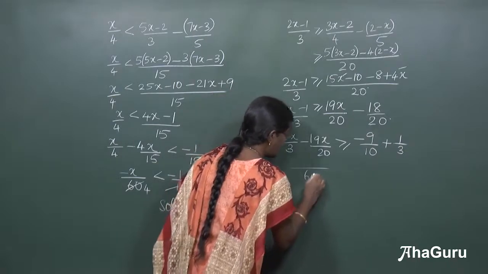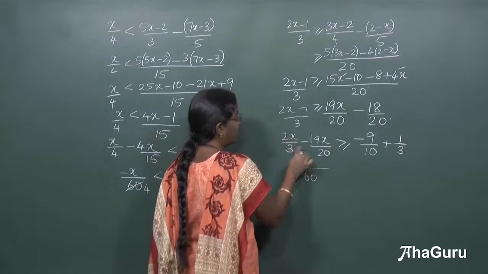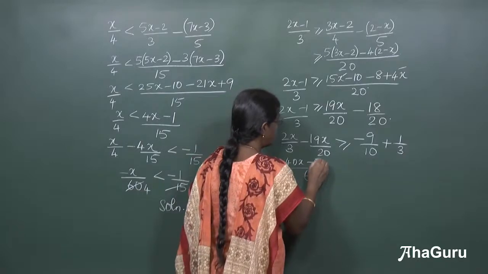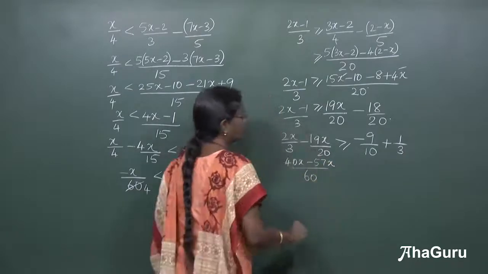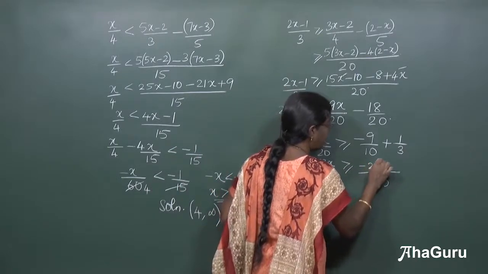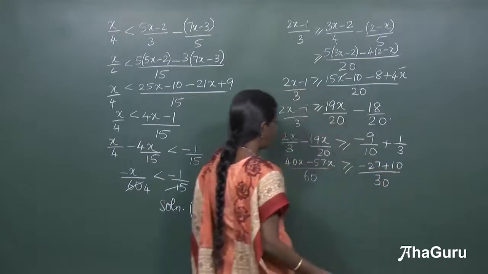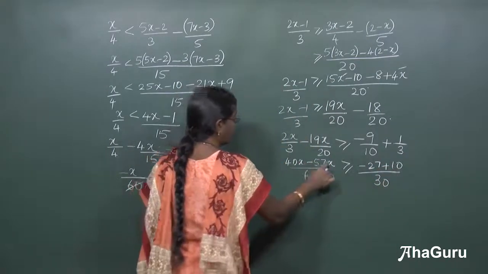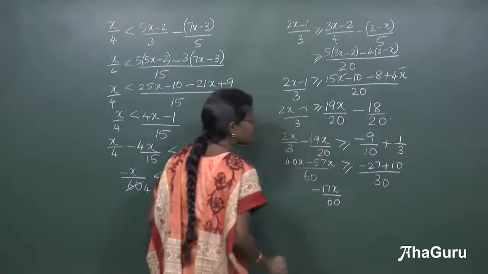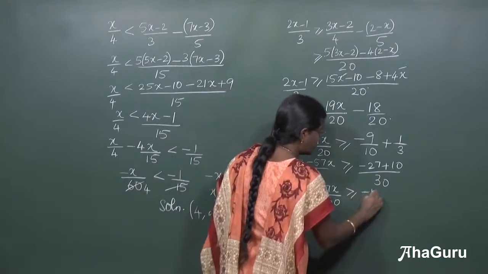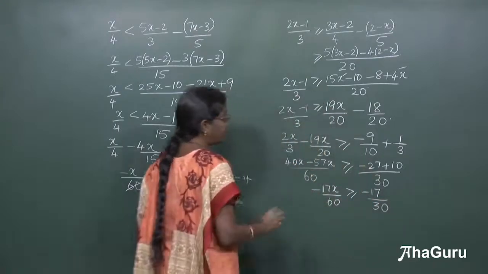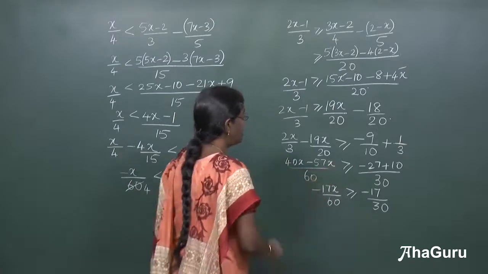Take 60 as the LCM. The numerator will become 40x minus, what happens here, it is 57x, am I right? On the other side, if 30 is going to be the LCM, this is minus 27 plus 10, correct? So if you simplify it here, it is minus 17x by 60 greater than or equal to minus 17 divided by 30, correct? Minus 17 divided by 30.